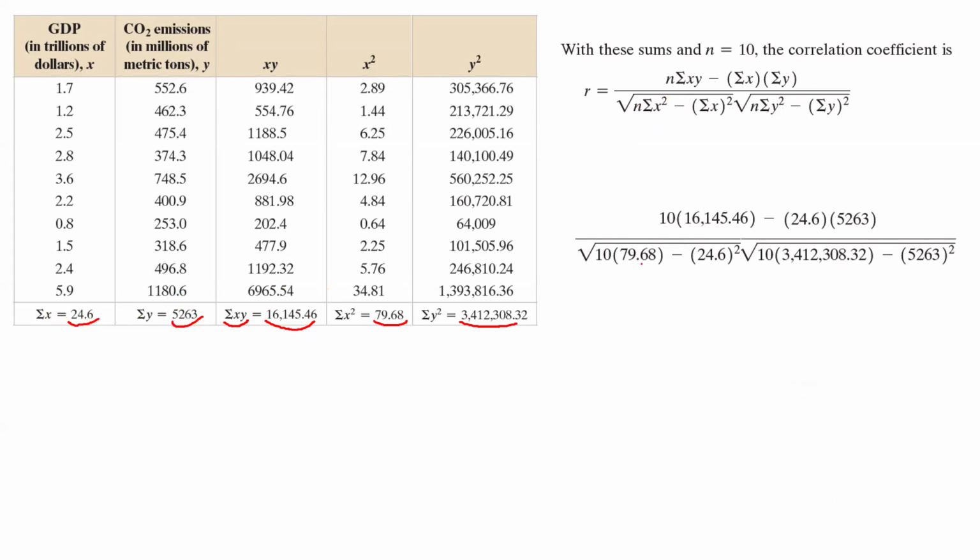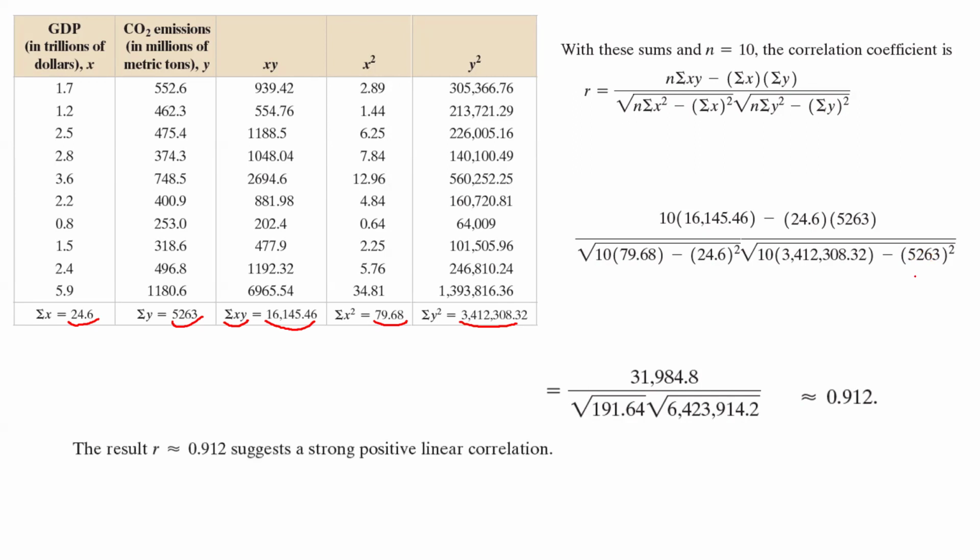times the summation of x squared, which is 79.68, minus the summation of x to the second, so 24.6 to the second, multiplied by square root of n, which is 10 again, times the summation of y squared, which is 3,412,308.32, minus the summation of y values to the second, which is 5,263. Well, this is going to be 0.912. This is R. This is our correlation coefficient.